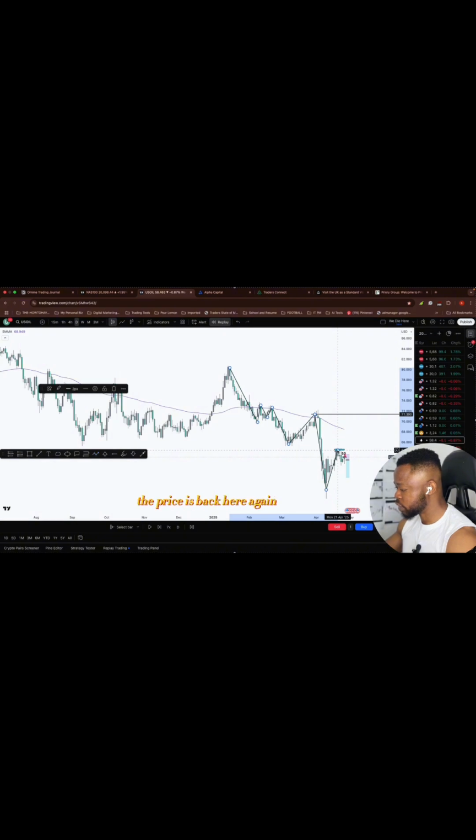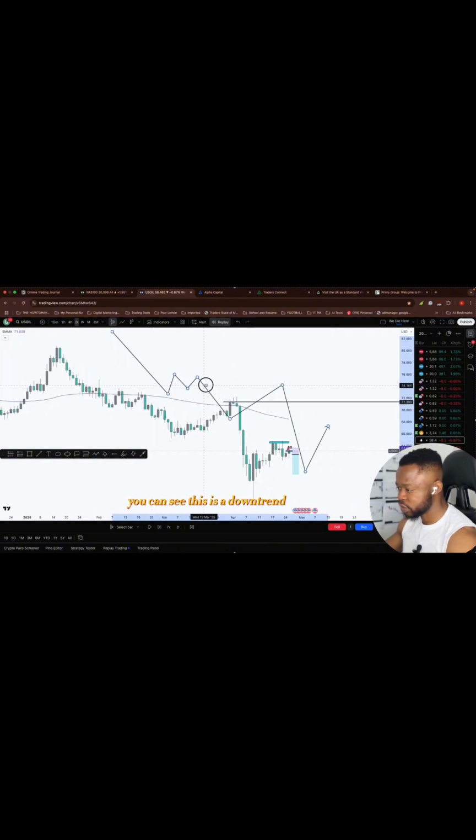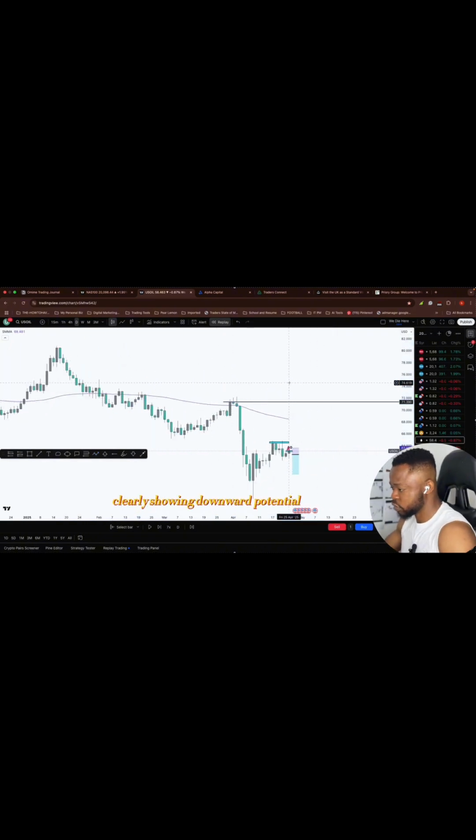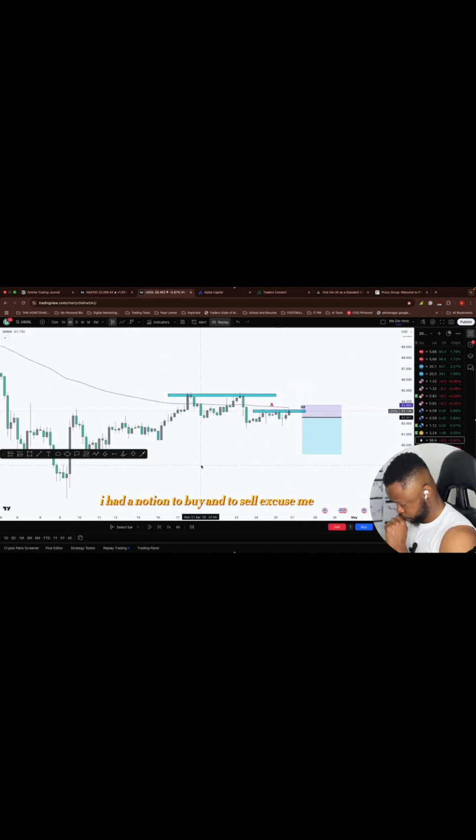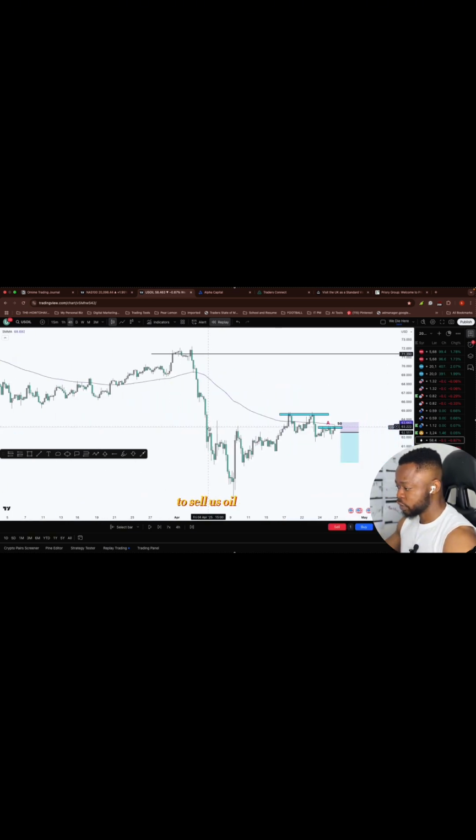So when I noticed this, the price is back here again. If I take this out, you can see this is a downtrend, clearly showing downward potential. So I immediately brought out my fib as the week closed, and we had price come back, retraced to this point here, and we're in the 50 extension. So coming into the new week, I had a notion to sell US oil.